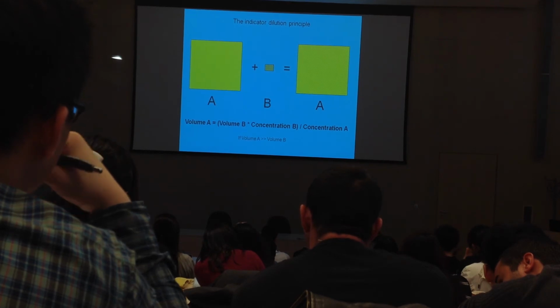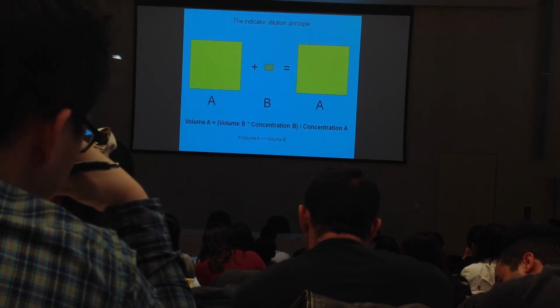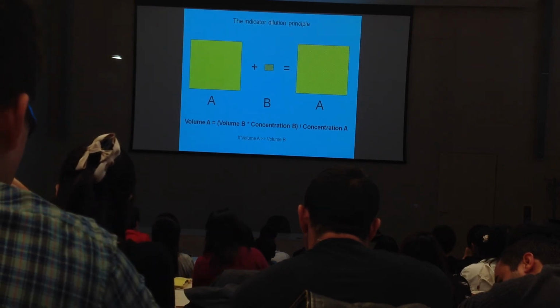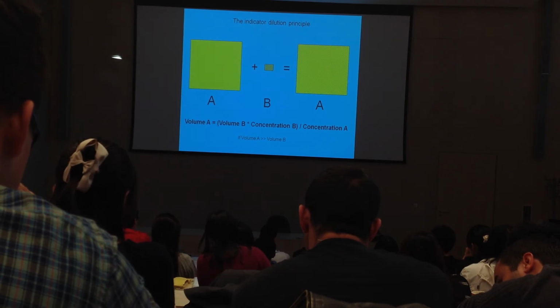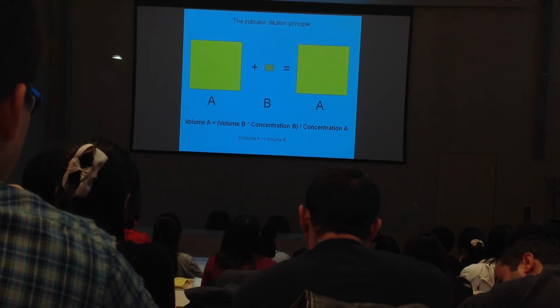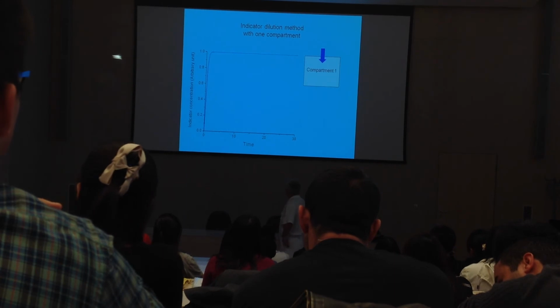You want to determine the blood volume. What you do, 1 milliliter or 2 milliliters of indicator is injected intravenously, you wait 10-15 minutes while it distributes into the blood. You take a blood sample, you determine the concentration, and from the original volume and the original concentration, this simple calculation is going to give you the volume of the blood. So this is how an unknown volume can be determined.